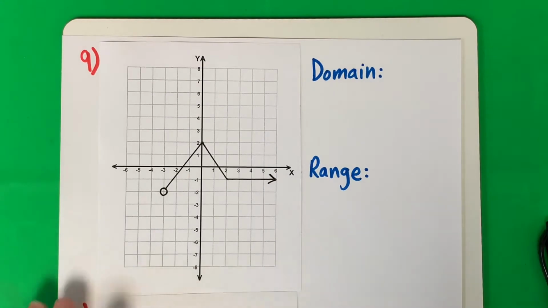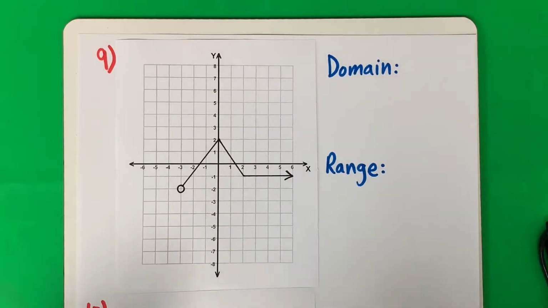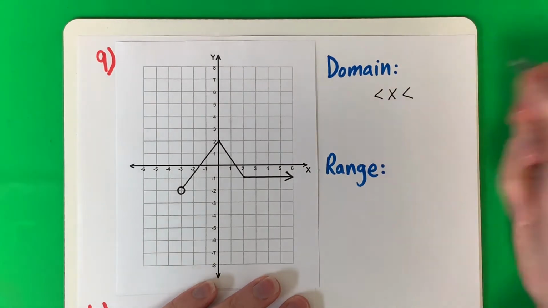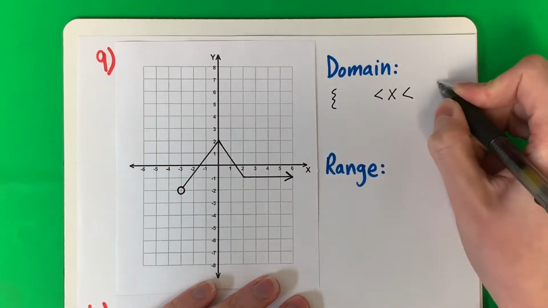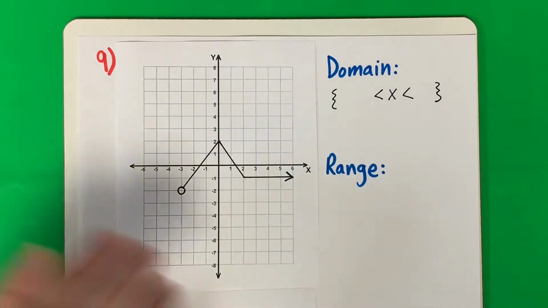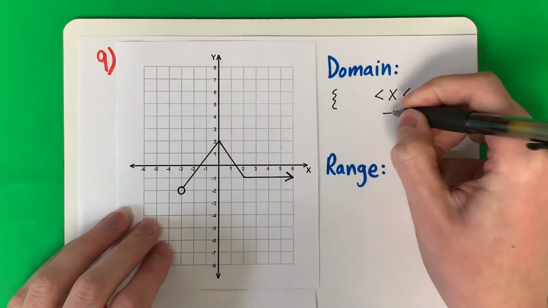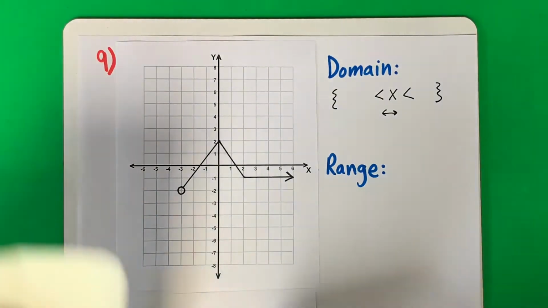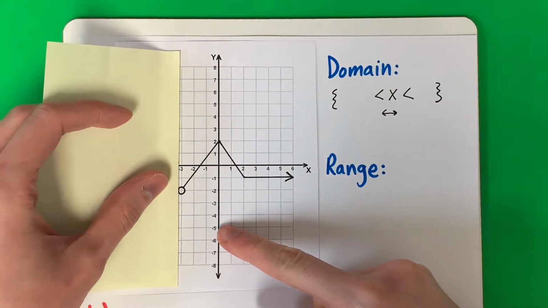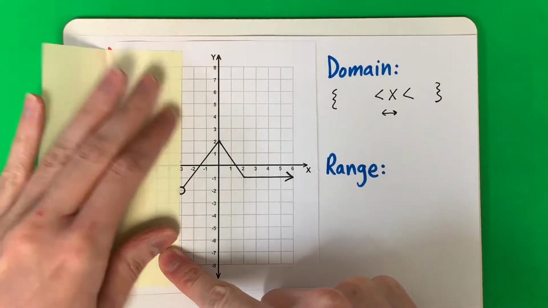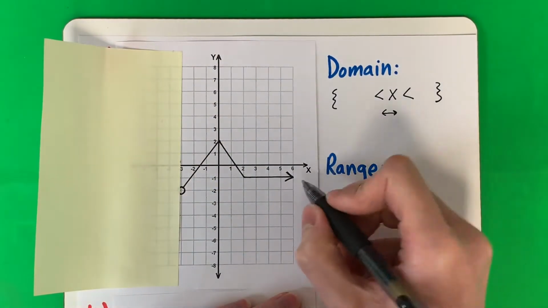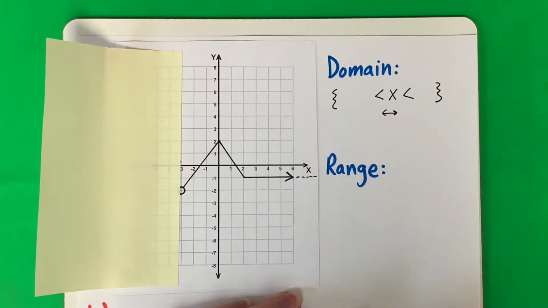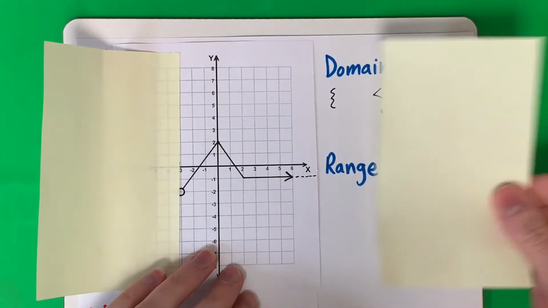Question 9. Okay, same thing. Domain is x. Put less than and less than, brace. Okay, so remember x is left and right. I will put one sticky on the left and one on the right. So on the left will be negative 3 here. And on the right, do you see this arrow here? It continues forever.